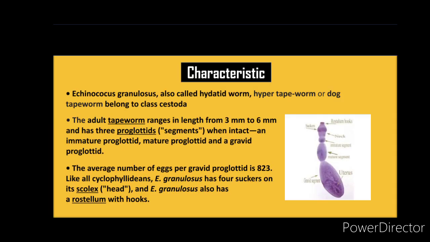Echinococcus granulosus is also called hydatid worm, hyper tapeworm, or dog tapeworm. It belongs to class Cestoda. Echinococcus granulosus is a cestode whose life cycle involves dogs and other canids as definitive hosts for the intestinal tapeworm, as well as domestic and wild ungulates as intermediate hosts for the tissue-invading metacestode stage. This tapeworm forms three different developmental stages: eggs, larvae, and adults.